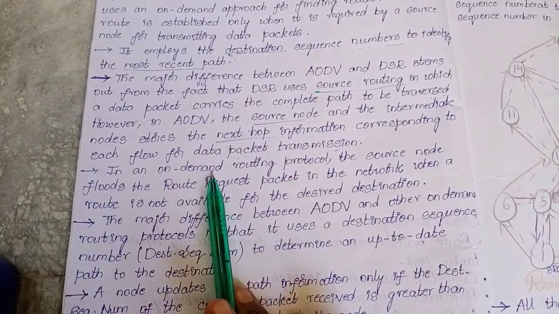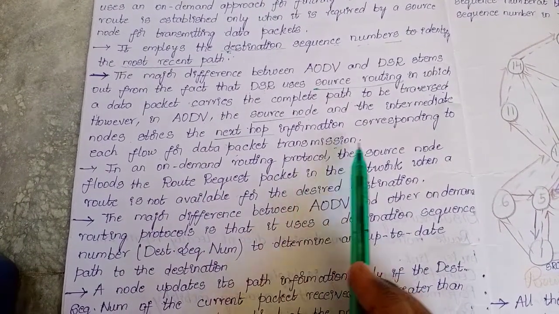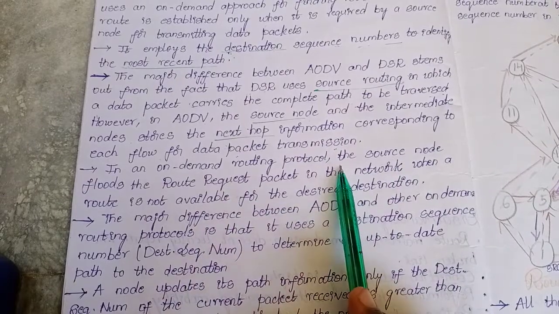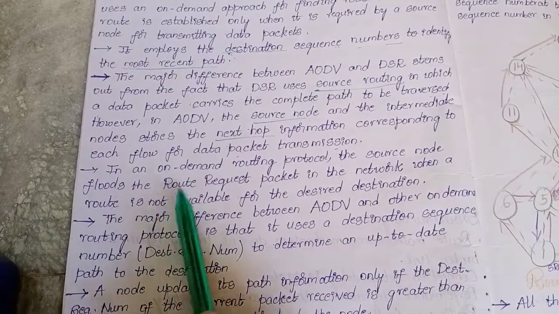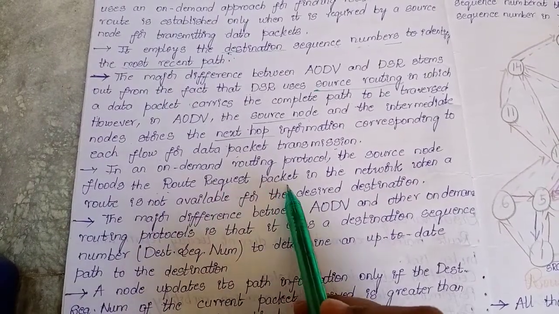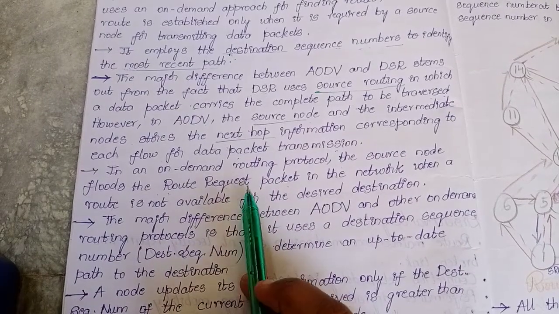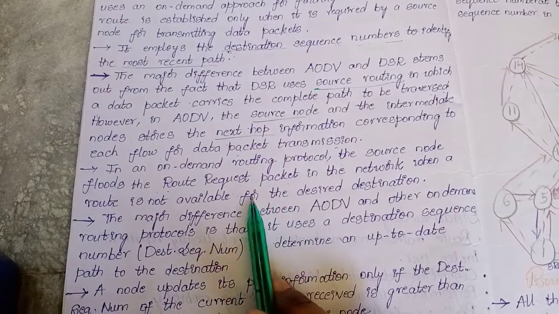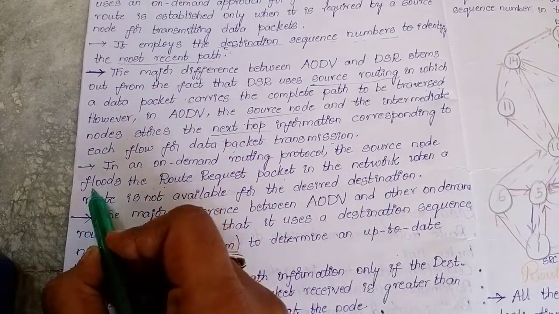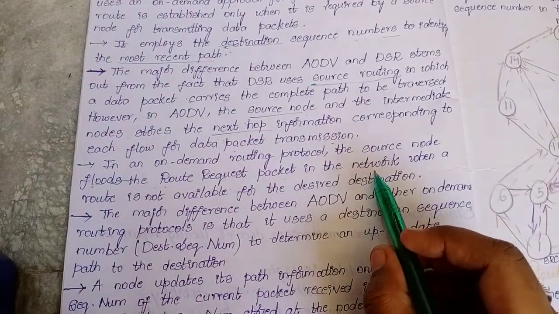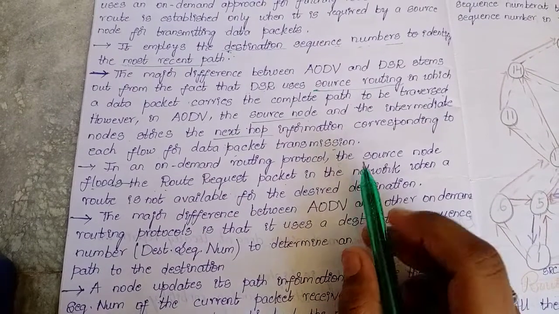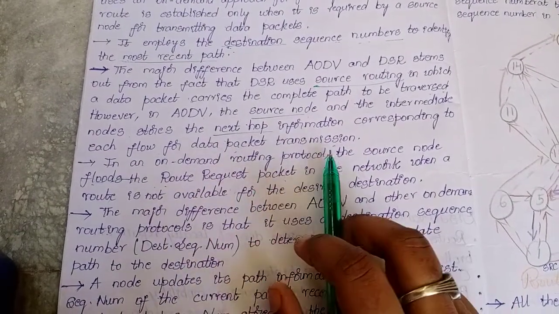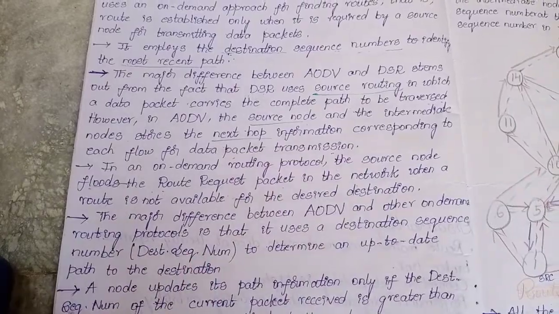In an on-demand routing protocol, the source node floods the route request packet. Route request packet means that in order to find the route, it will request all the neighboring nodes. Flooding means the source node will send the route request packet to all the nodes in its network. I'll explain how.